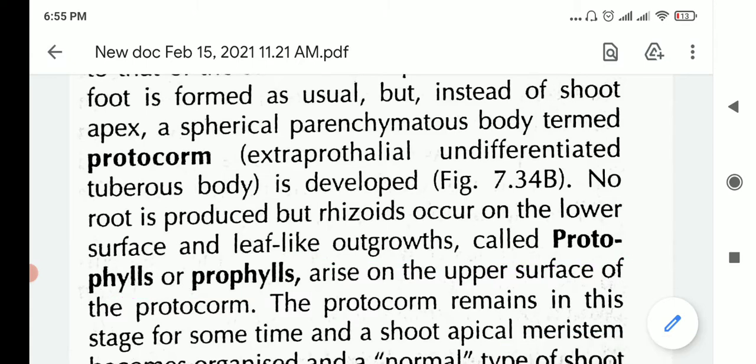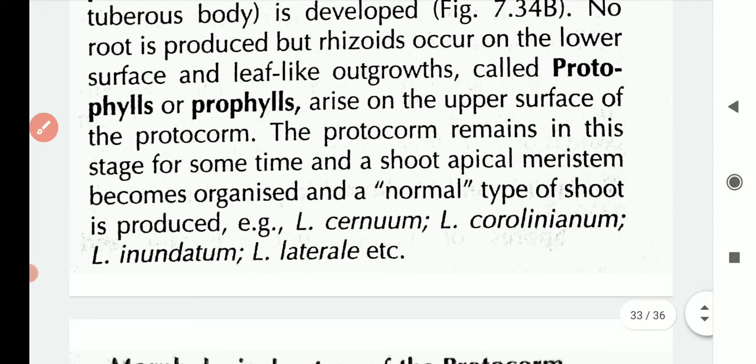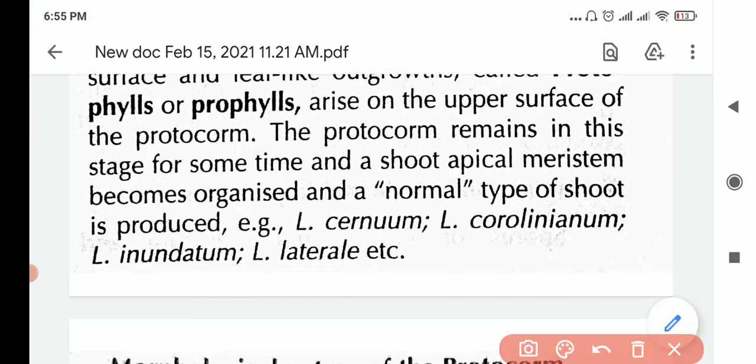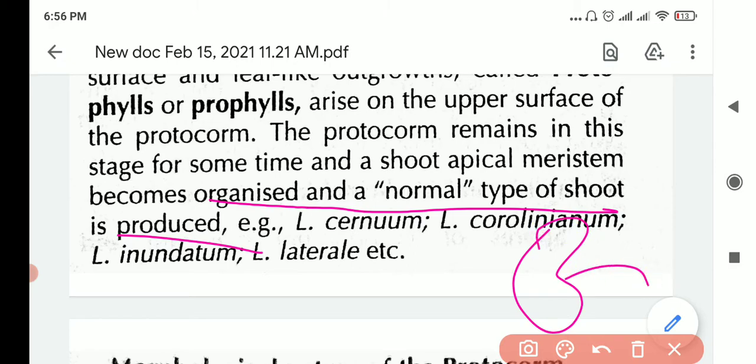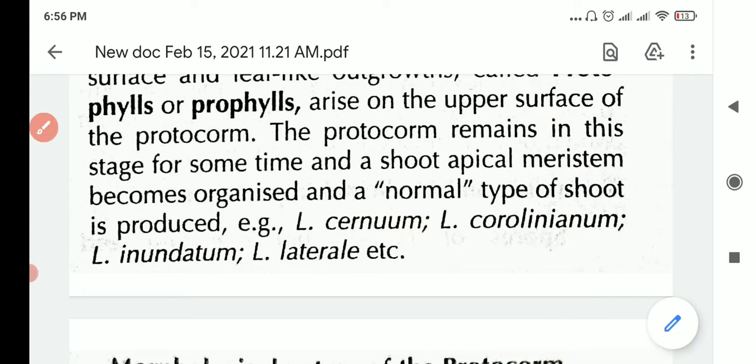So the protocorm will remain in this stage for some time, and a shoot apical meristem becomes organized and a normal type of shoot is produced. So the protocorm will remain, and finally it will again get a shoot apical meristem, just like seed germination. No, this is radicle, this is the plumule, then this one will become your shoot apical meristem.